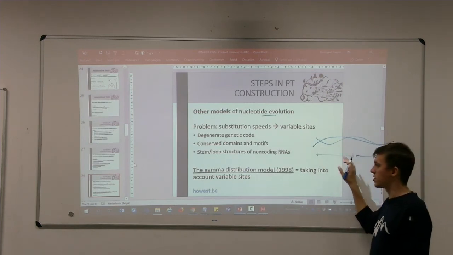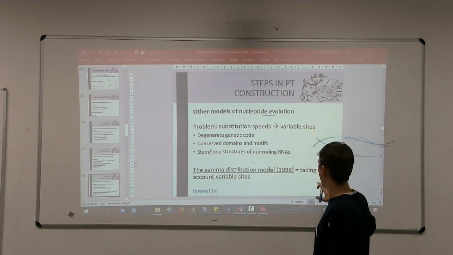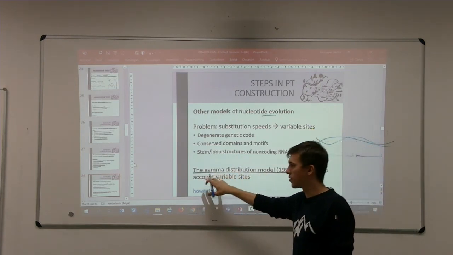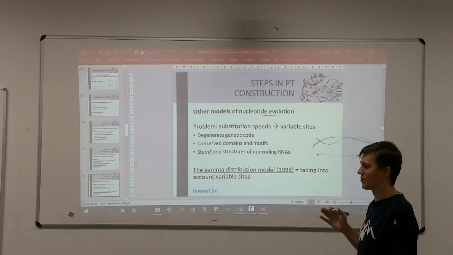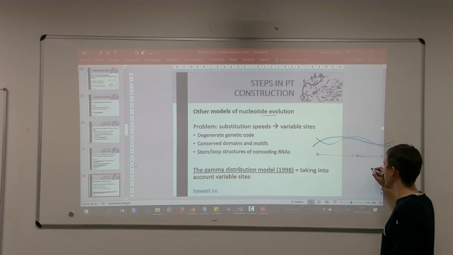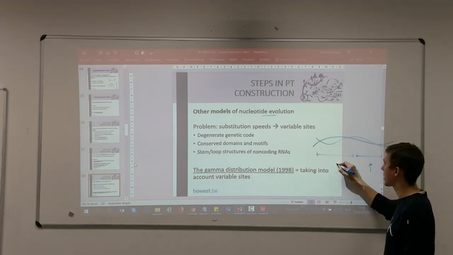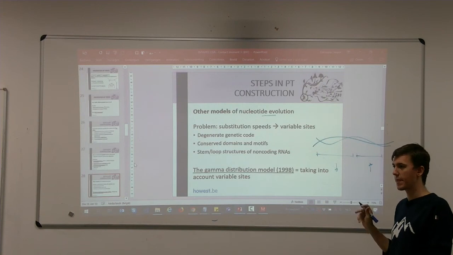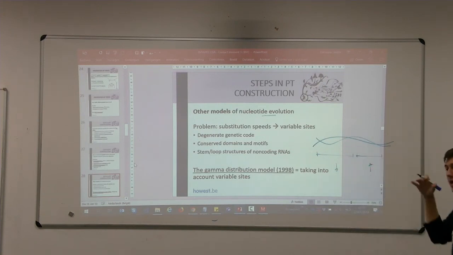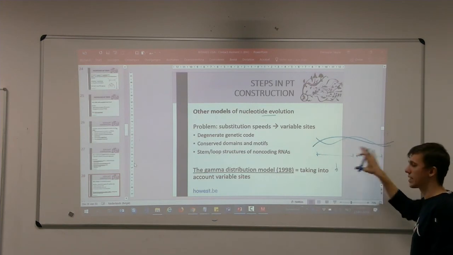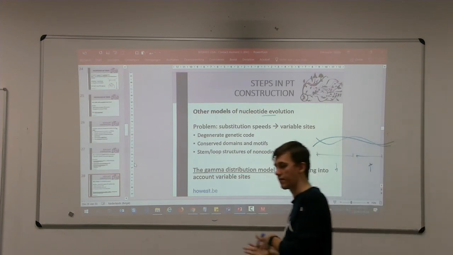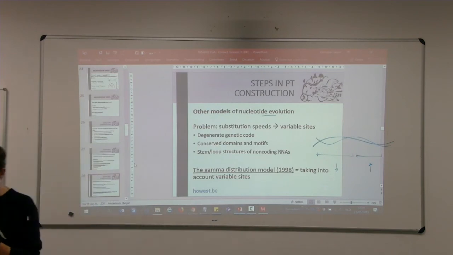In this model, we say that there are variable substitution speeds over variable sites. It's a little bit difficult. Saying that, for example, here we can have a high speed of evolution and here we can have a low speed of evolution. If we have this variability, we can take this into account in our model of evolution. And this we can do with the gamma distribution. So the gamma distribution allows us to take into account variable speeds of evolution in different parts of our sequences.